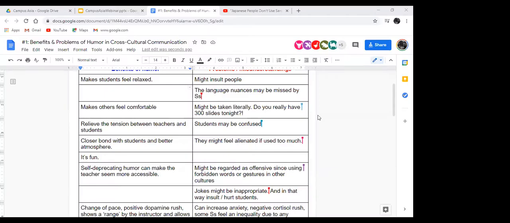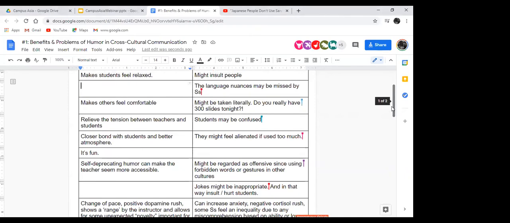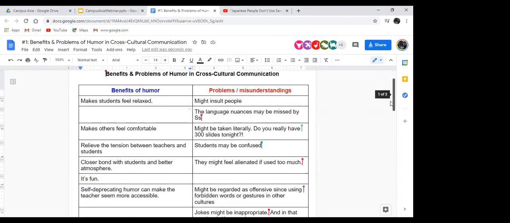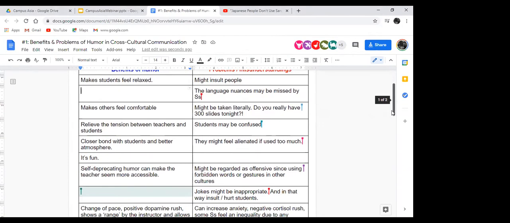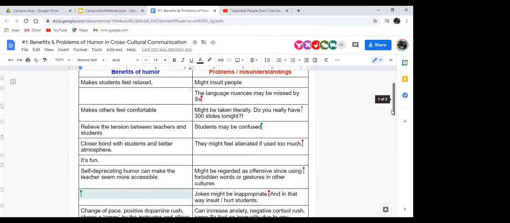Okay, thank you everyone. You can see the full size on your own computer, but I'll also display it on the screen for people watching the recording later. Let me focus more on the problems, because all these benefits are very, very true. But tonight we want to think more about how to avoid these problems. So, "might insult people." Yeah, very good point. Sometimes when we use humor, we do want to insult people, but many times I hope we do not.